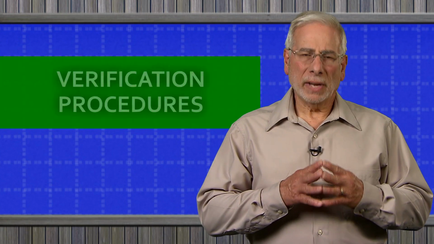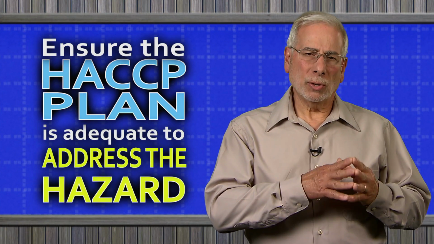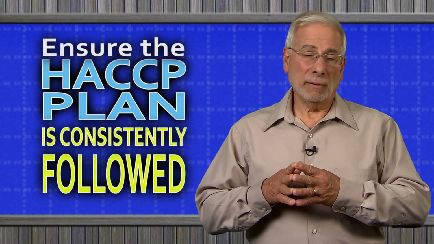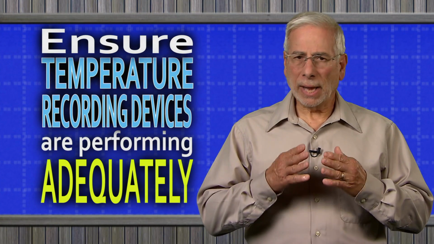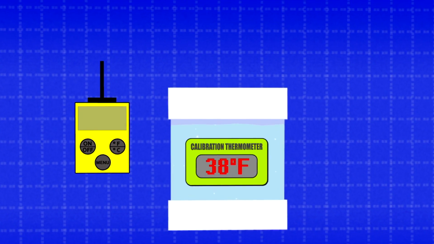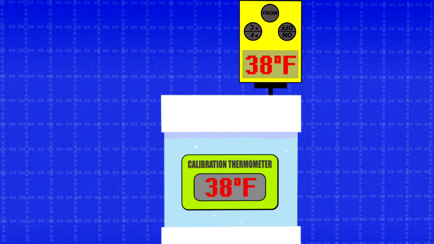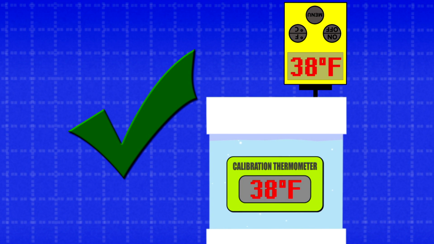Finally, let's talk about verification procedures. Verification procedures serve two purposes: to ensure that the HACCP plan is adequate to address the hazard and that it's being consistently followed. Throughout this video, we've referred to accuracy checks and calibration of temperature recording devices. So what do these mean? Since temperature recording devices provide information about temperature exposures of the product, it's important to ensure that these devices are performing adequately. Checking for accuracy means they are checked at one temperature, either cold or hot, depending on the temperature at which they're used.